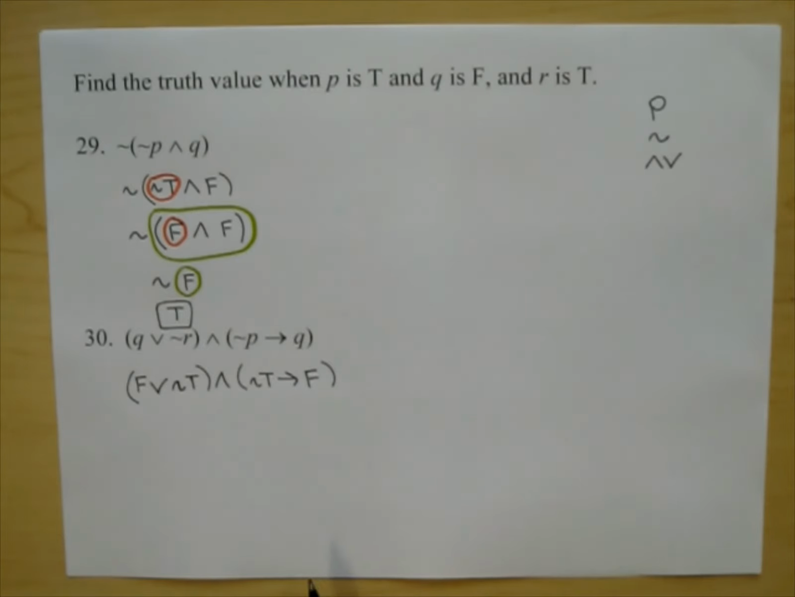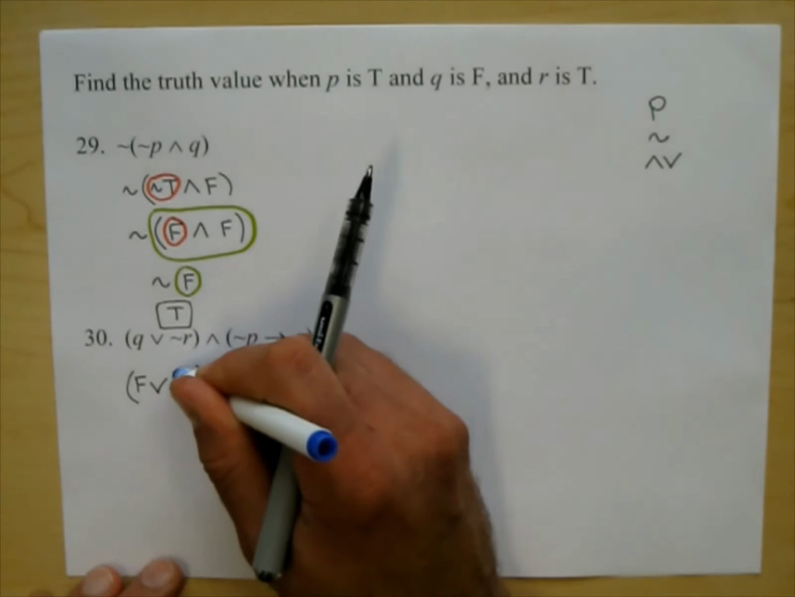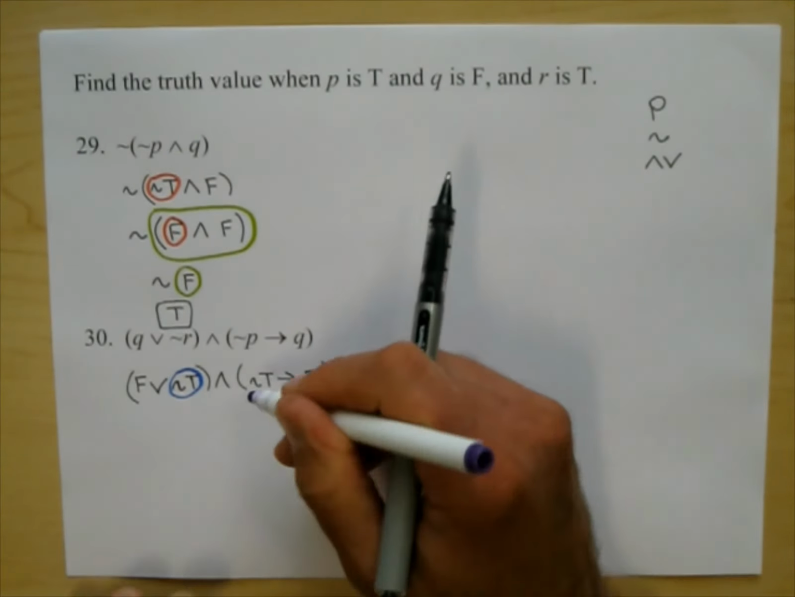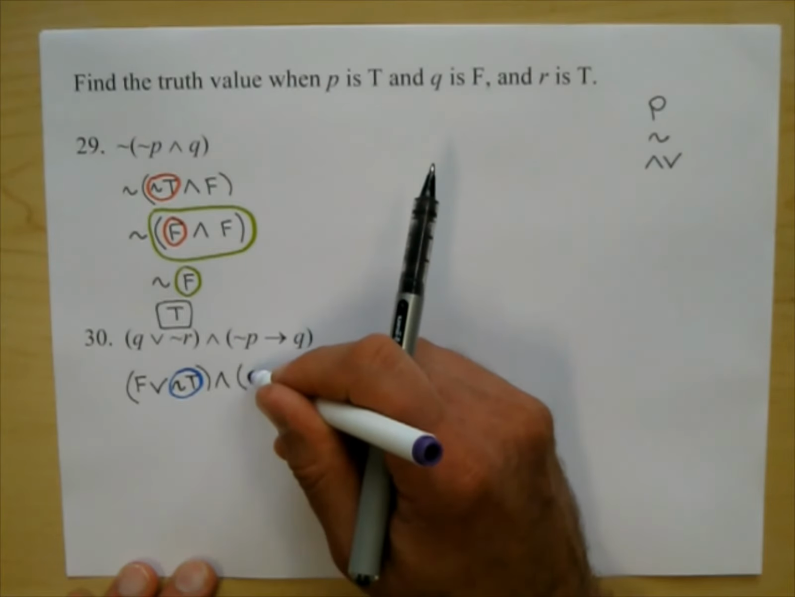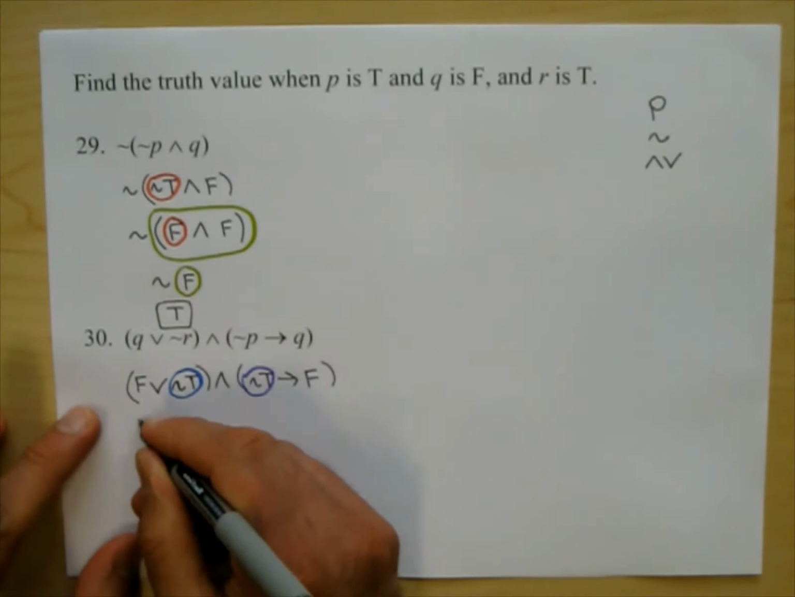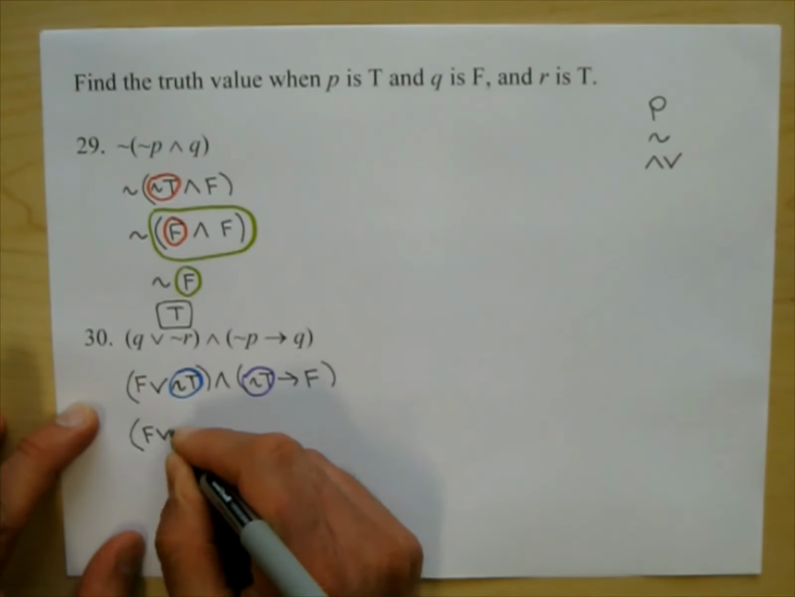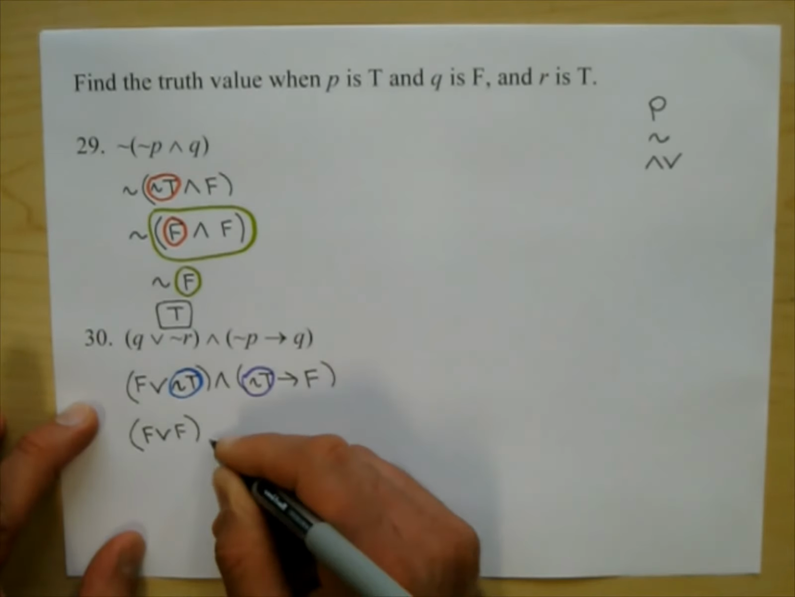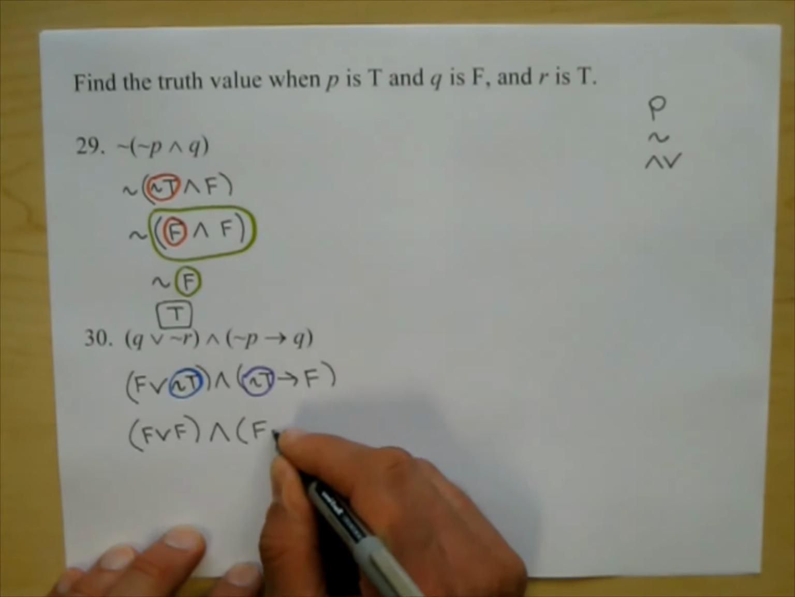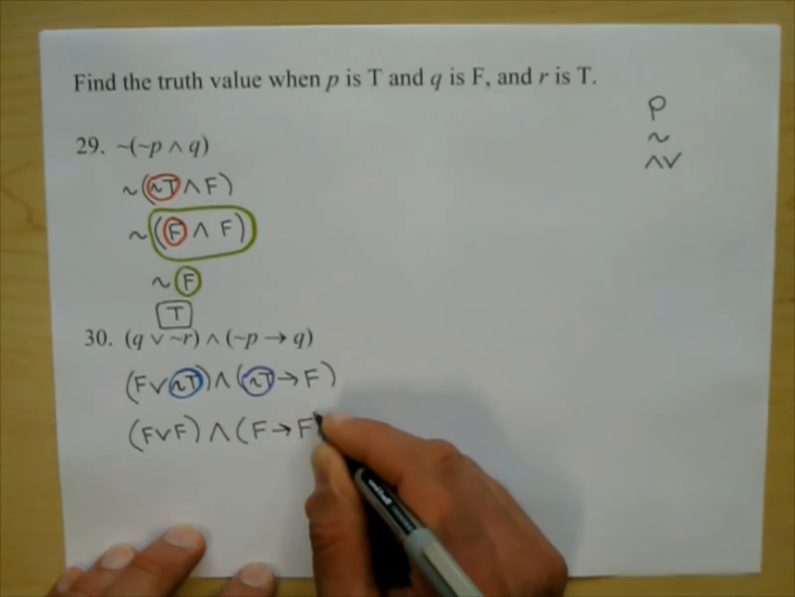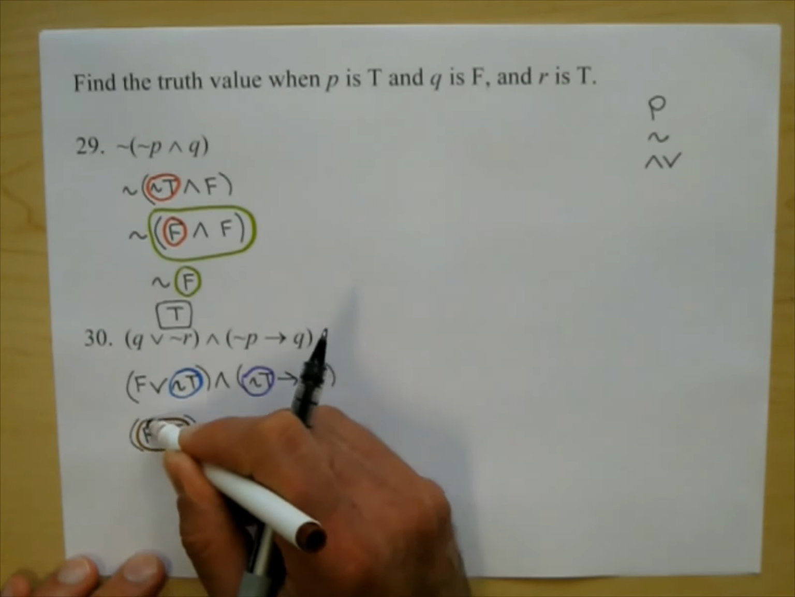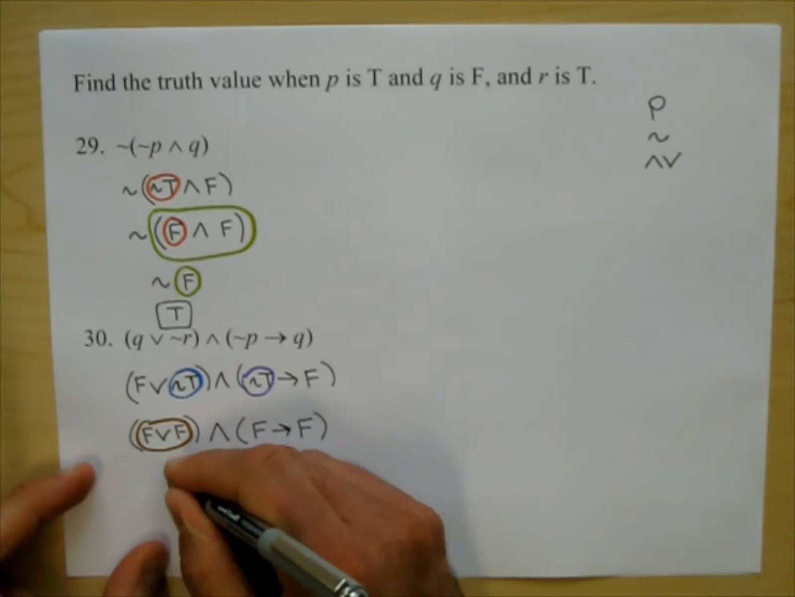I'm going to work on both parentheses independently. So we have a not true, which I can turn into a false. And we have another not true right here, which I can turn into a false. So this becomes false or false. And then over here we have false, then false. Okay. False or false becomes false.